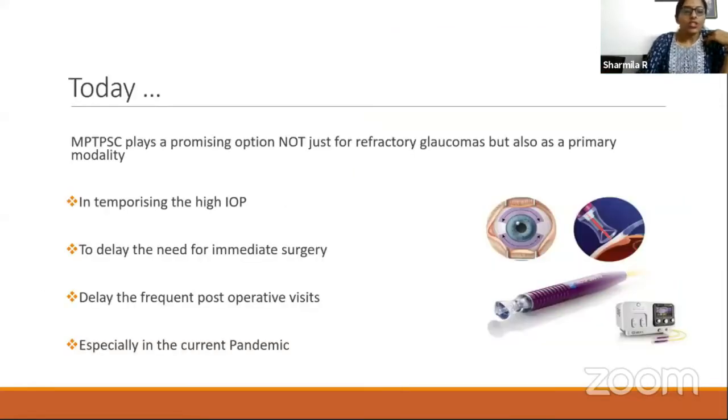But today, with the option of Micropulse, we have moved this into an earlier way of managing patients with refractory glaucoma, or sometimes even as a primary modality, especially to control the intraocular pressure. I would say it is a temporizing measure to control high intraocular pressure in patients in whom we have to do an immediate surgery, and also to delay the need for a surgery which may be more complicated, and to delay the frequent post-operative visits. Like Professor was also telling, in the current pandemic, we've been changing our paradigm from incisional surgeries to more non-invasive procedures with fewer post-operative visits.